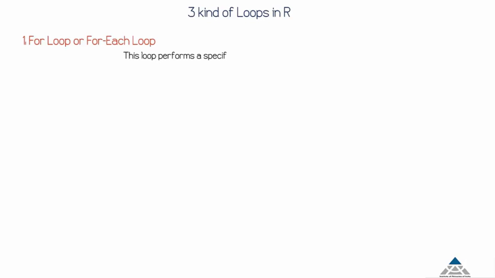There are mainly three kinds of loops in R. These are similar to the loops available in other programming languages such as VBA and hence may appear familiar. Let us look at what these are. Number 1. For loop or for each loop. This loop performs a specified task for each value of the specified variable.